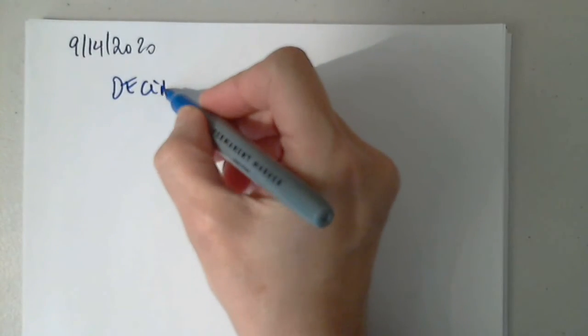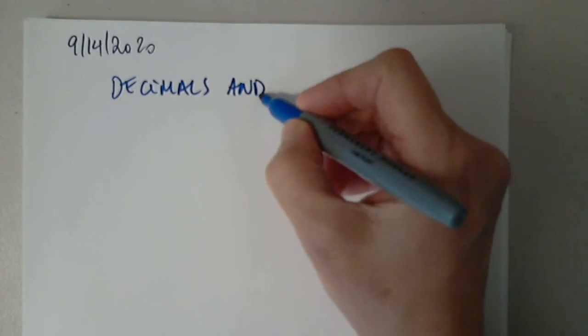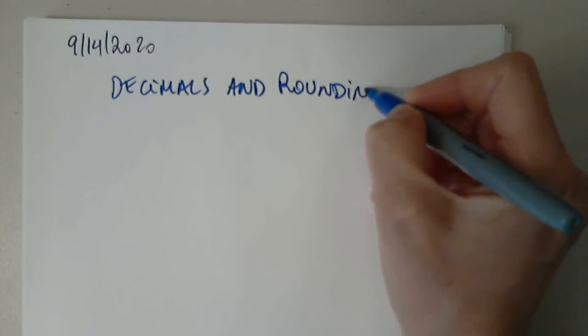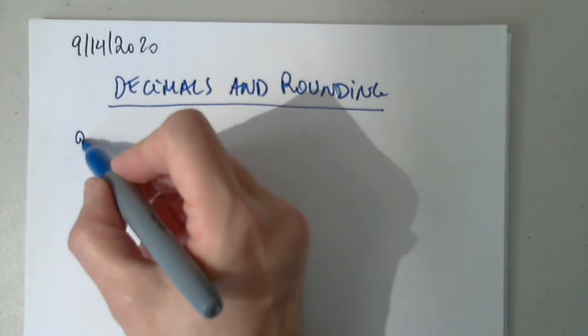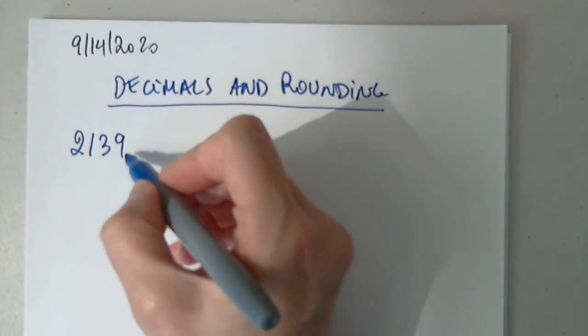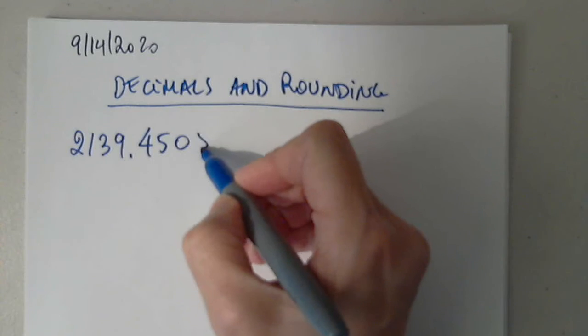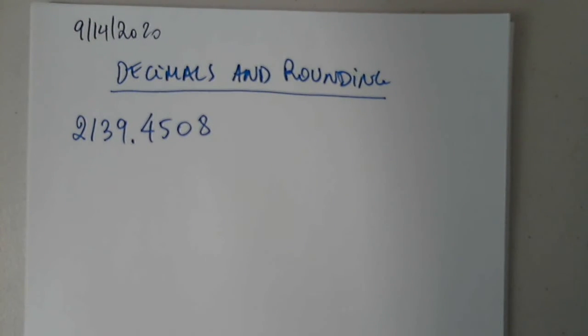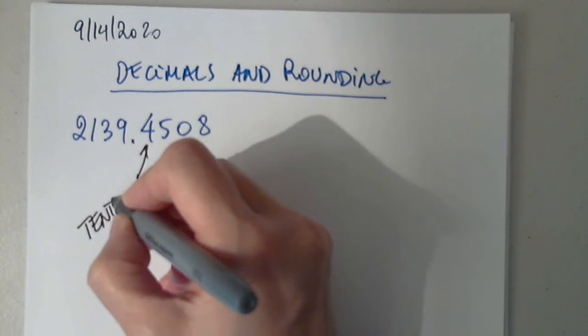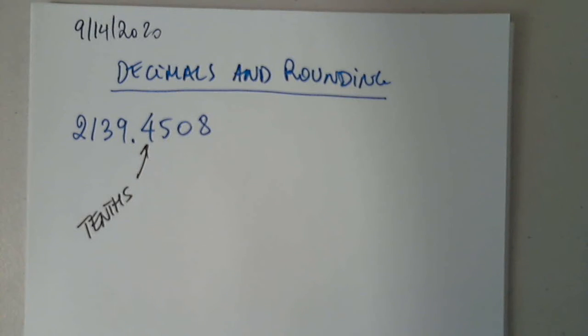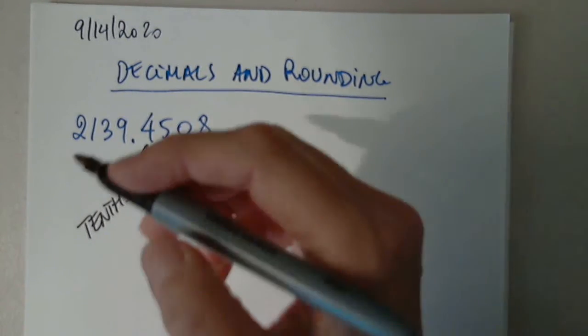Maybe, maybe not. So let's review this: decimals and rounding. Okay, so let's look at the following number, 2,139.4508. My first review, I think, is maybe the terminology or vocabulary. This is the 10th spot. This is the 100th.